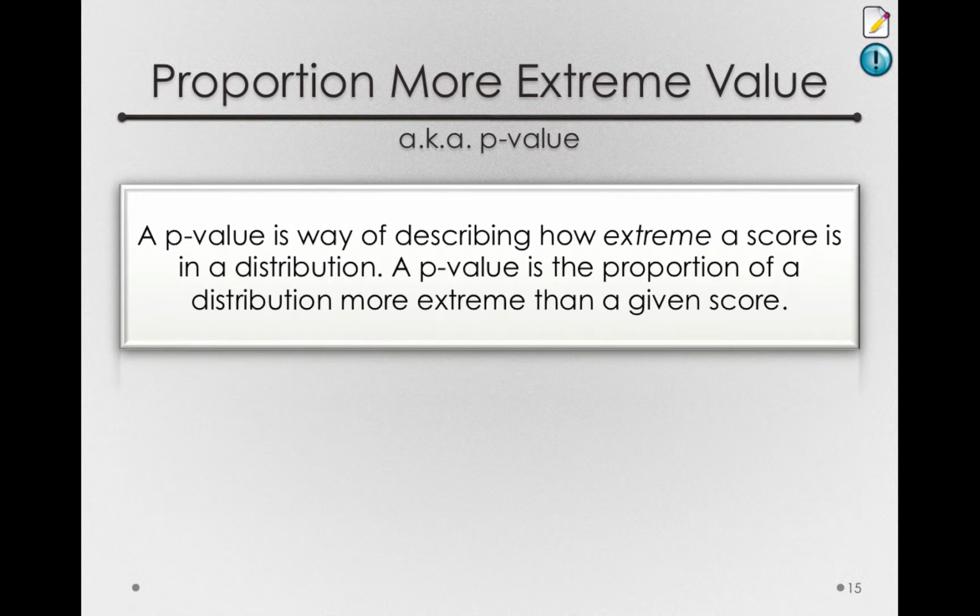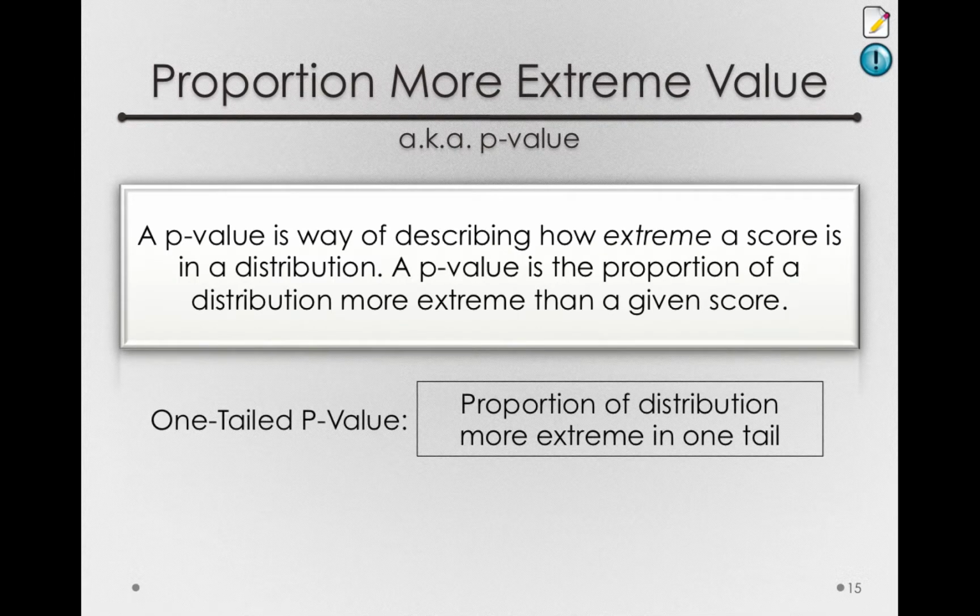Now, p-values come in two varieties. The first and probably most intuitive is what's called a one-tailed p-value, and that's the proportion of a distribution more extreme in one tail. By one tail, I mean in the same direction from the mean that we observed our sample.